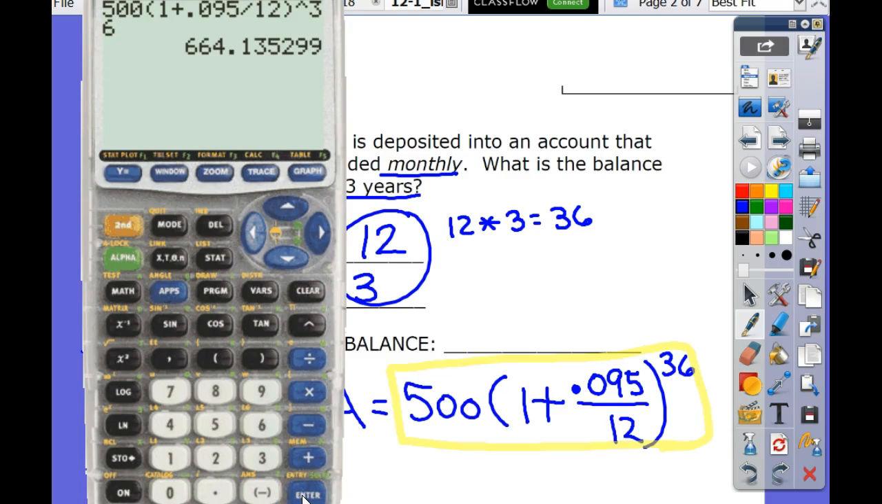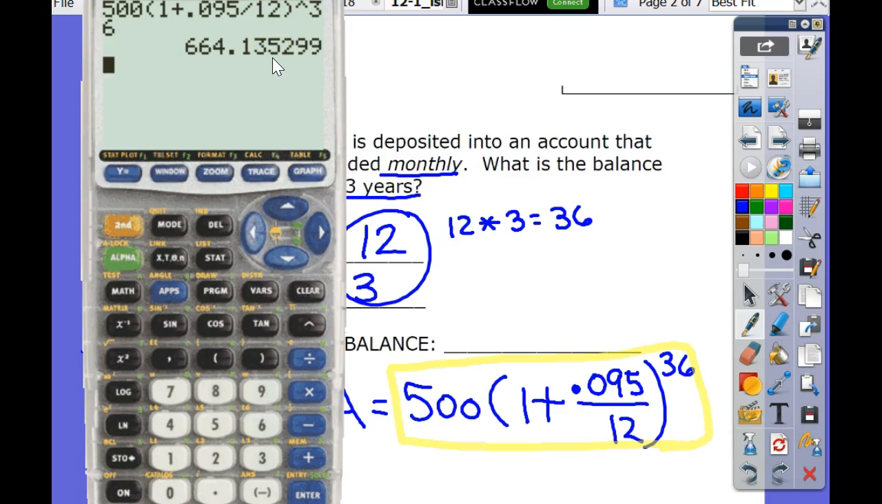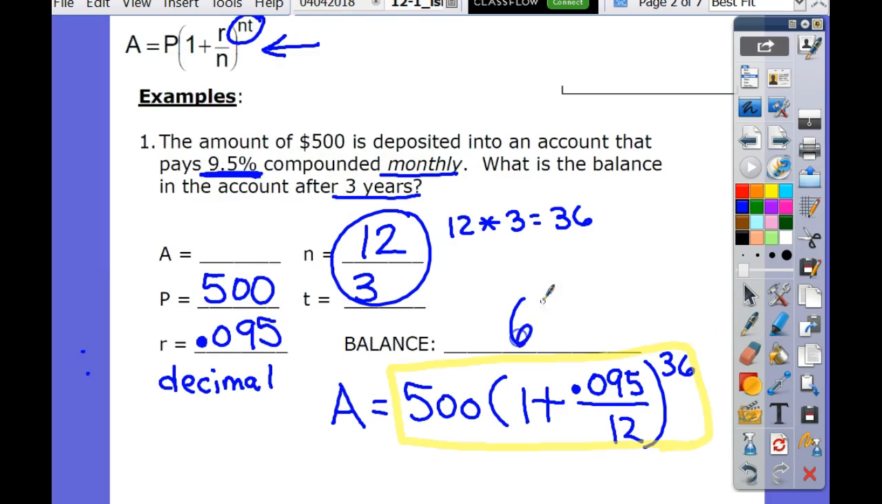Now, this is money. It doesn't tell you how many decimal places to round to, because you know how many decimal places money has, right? That would be 2. So I look at this number right here. Is that number right there more than 4? Then the 13 will round up to a 14. So this is 664.14.